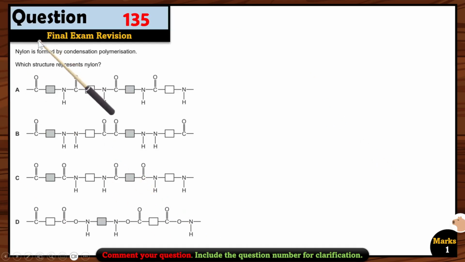If you check this gray box, on this side we have what? We have carbon double bond O, so it means it is a carboxylic acid group, right? But if we look at this side, it has NH. So it means this monomer has two different functional groups. On one side, it has a carboxylic acid. On the other side, it has NH, right?